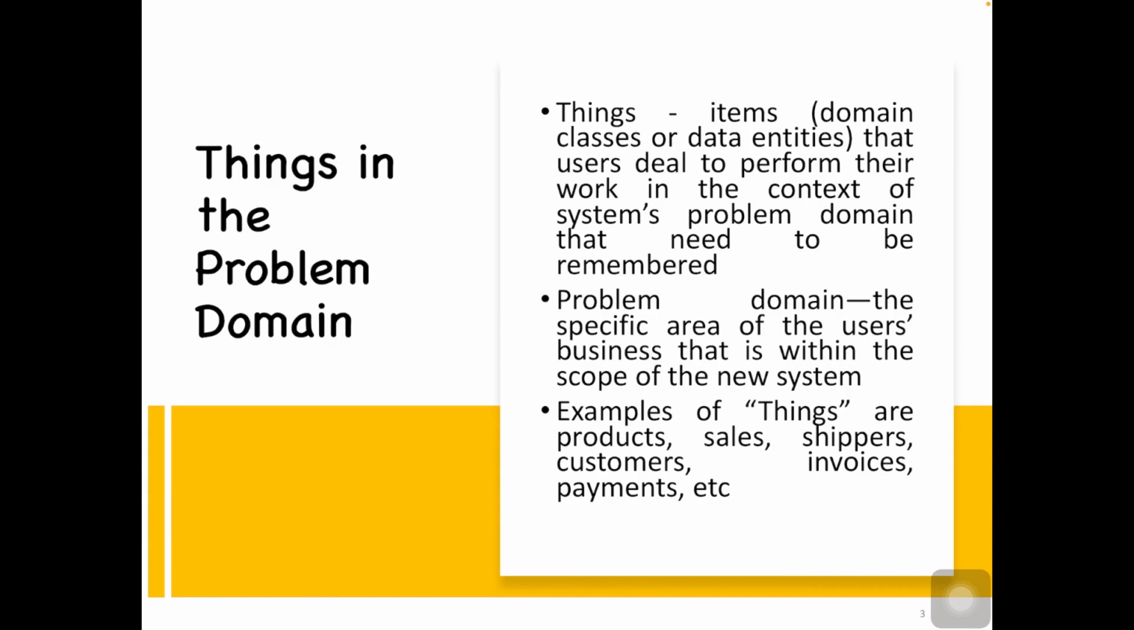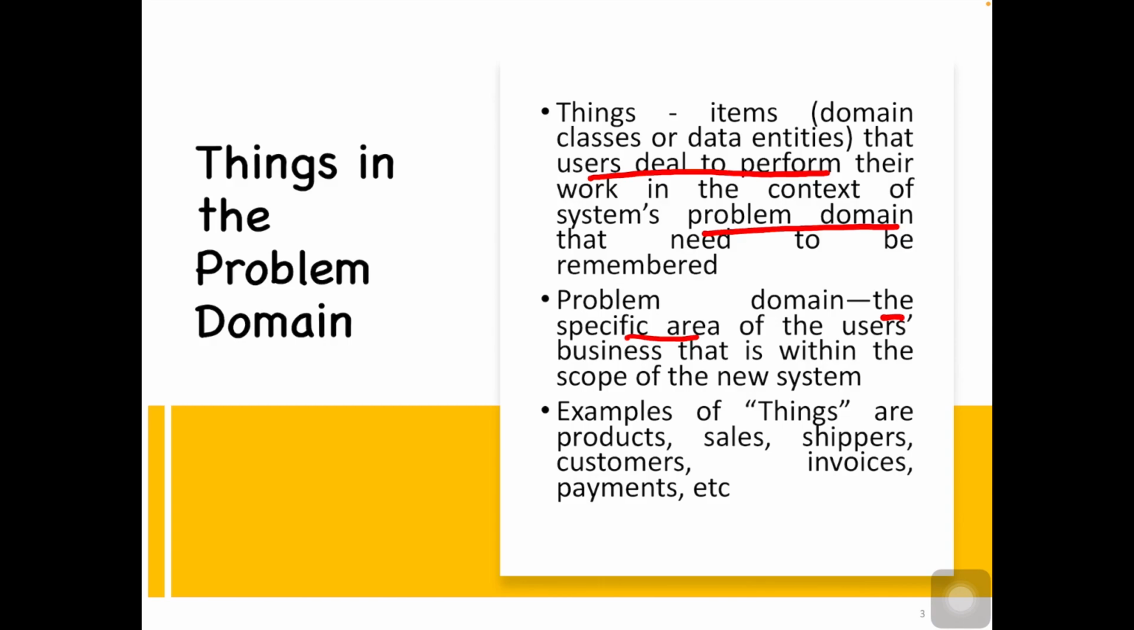First, let's look into what are the things in the problem domain. By definition, things are the items or domain classes or data entities that users deal with to perform their work in the context of the system's problem domain that need to be remembered. What is the problem domain? The specific area of the user's business that is within the scope of the new system. So things are the items, the entities, the domain classes that users deal with to perform their work.